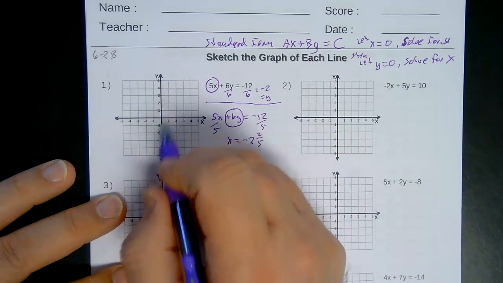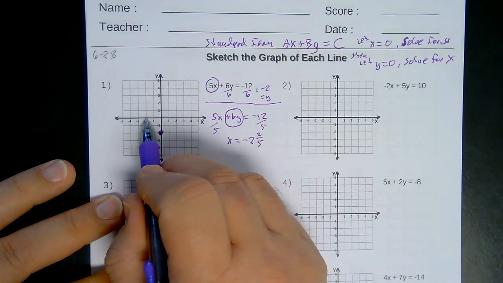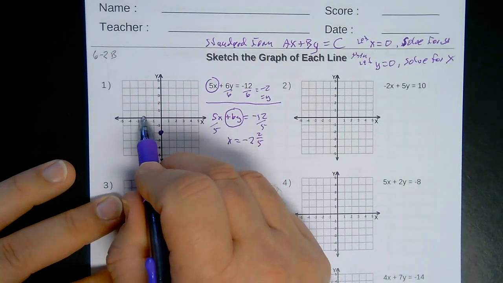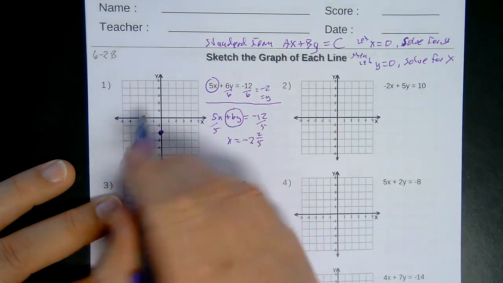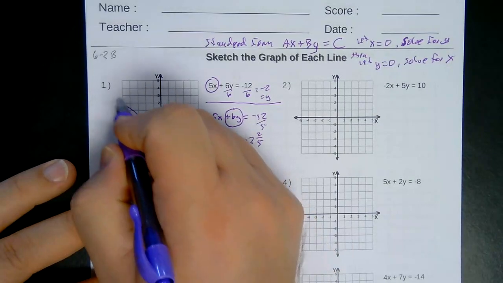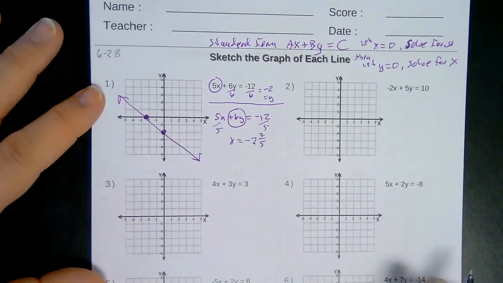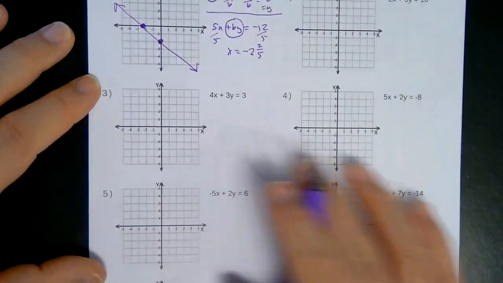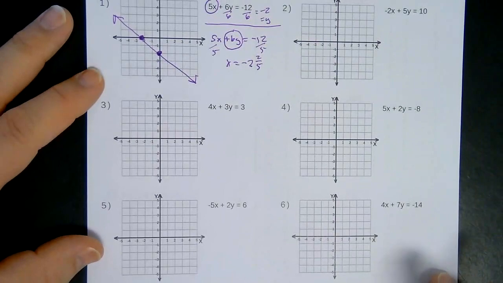So when y is 0, I'm not going to go up and down anywhere because y is 0, but I'm going to back up to 2 and then just a little bit more. So my second point would be right about here. Okay. Now all you have to do is just draw your line. There you go, all done. So we're going to do 3, 5, and 7 as well, so you get the hang of it, and go back and do the even numbers.